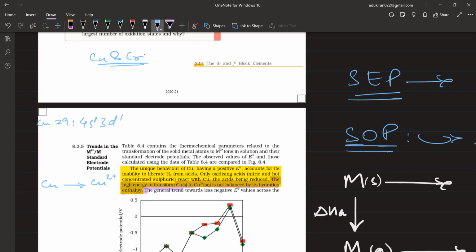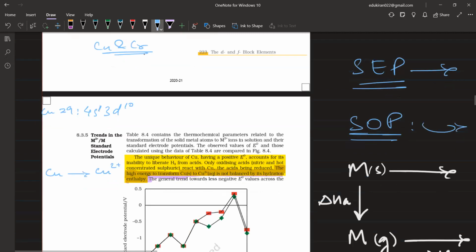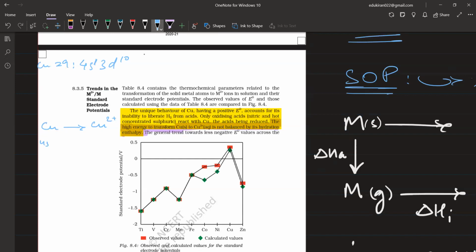कॉपर 2 प्लस क्या होगा? 4s0 3d9. So this is unstable. So this will be what? Difficult. वही लिखा हुआ है. This is the line. They will ask you why the standard electrode potential of copper is positive. But generally क्या होना चाहिए? Negative होना चाहिए. Right? The high energy to transform copper to copper 2 plus is not balanced by its hydration enthalpy. Clear है सबको? हाँ या ना? जल्दी बताइए सबको. Is this clear for copper? Yes or no? Please tell me. Yes.